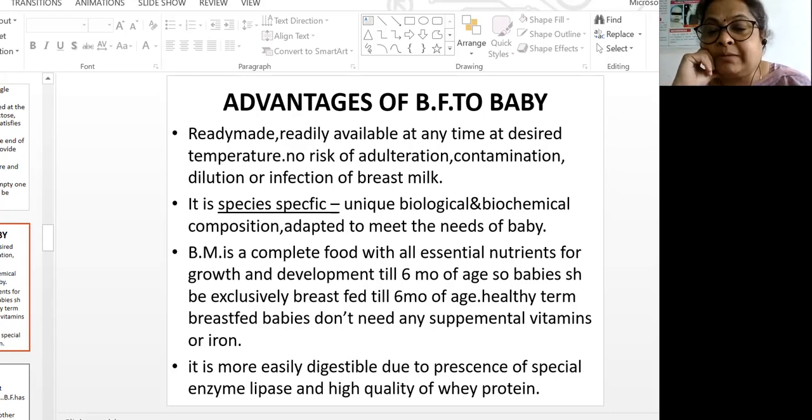Then breast milk is a complete food with all the essential nutrients for growth and development till 6 months of age. So babies should be exclusively breastfed till 6 months of age. Healthy term breastfed babies do not need any supplemental vitamins, iron, or water. I am insisting repeatedly that you should know the importance of exclusive breastfeeding. What is exclusive breastfeeding, and till what age should it be given? It is more easily digestible due to the presence of special enzymes, lipase, and a high quantity of whey protein.